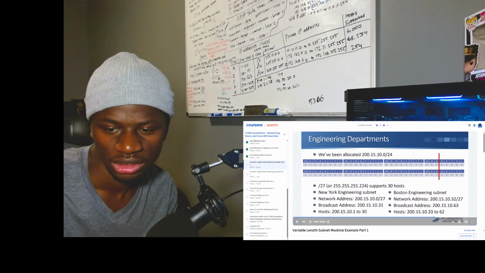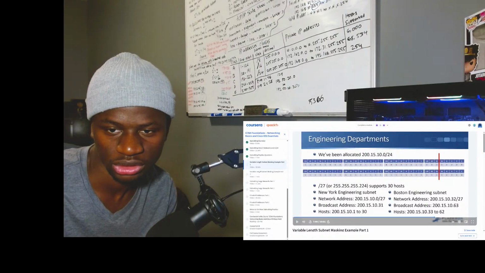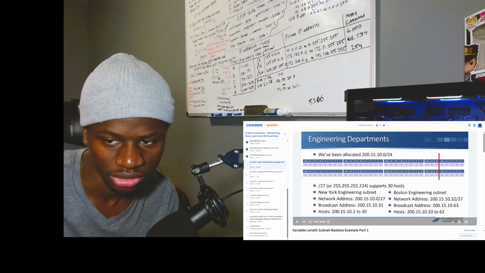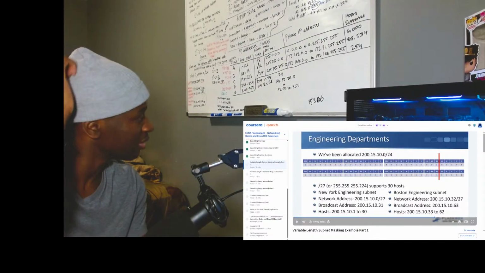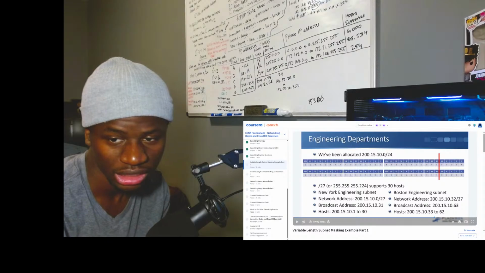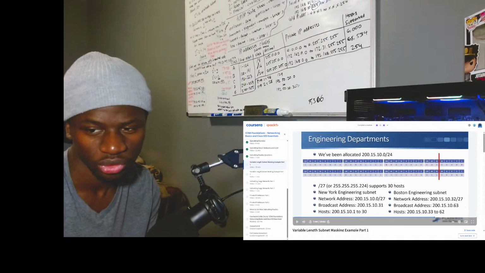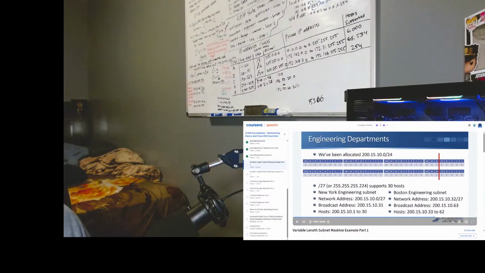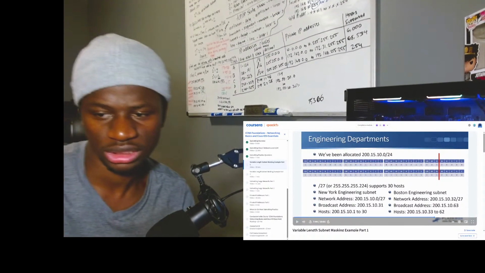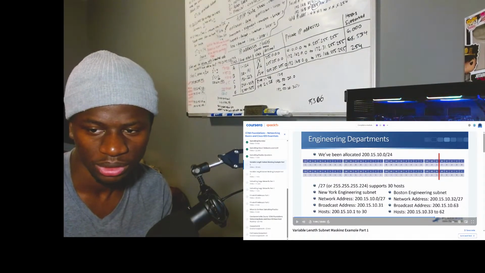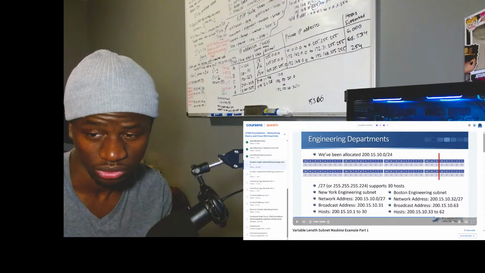So /27 supports 30 hosts. That's a good thing to have in mind. It's a good thing to just have in mind, just like that. So /27 supports up to 30 hosts, and /26 supports up to 62 hosts, because /24 supports up to 254.